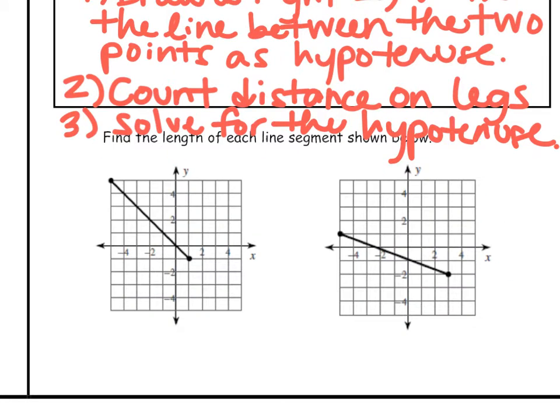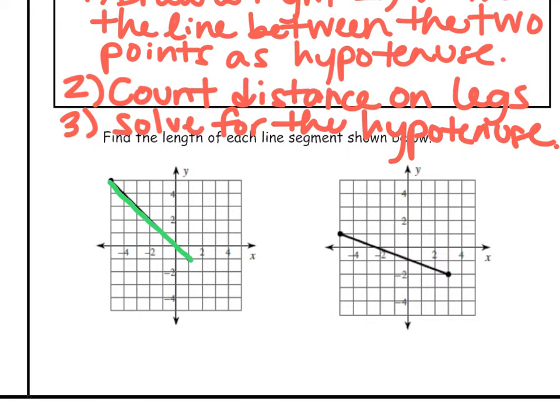And then you're going to solve for the hypotenuse. Thing we do on our directions, it says to draw a right triangle, making the line between the 2 points the hypotenuse. So we want this green line to be the hypotenuse. Because it's slanted, we're going to make a right triangle out of that. So I'm going to go to the left.